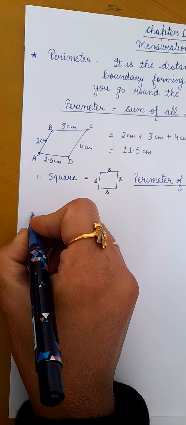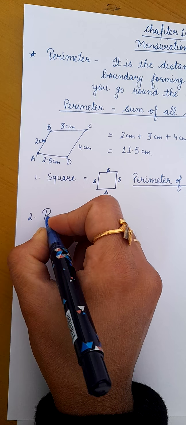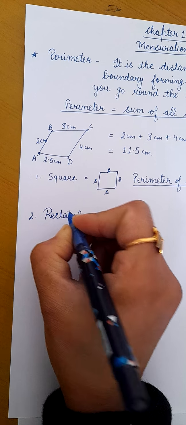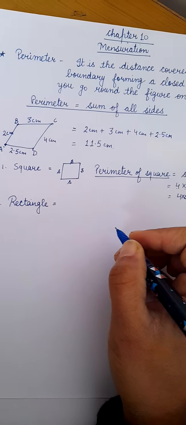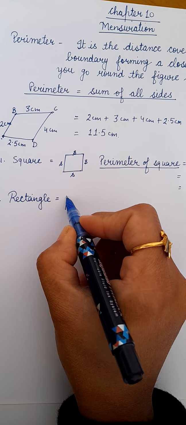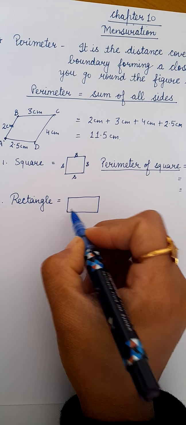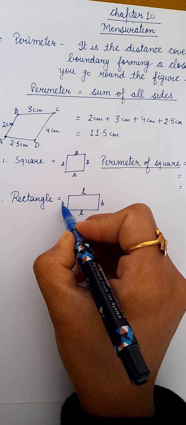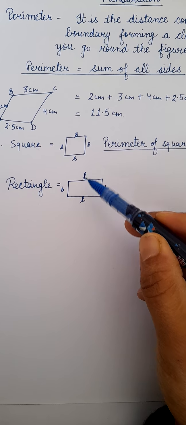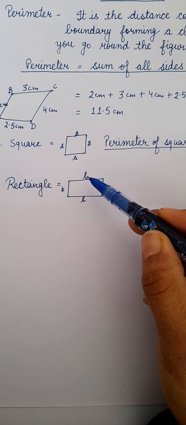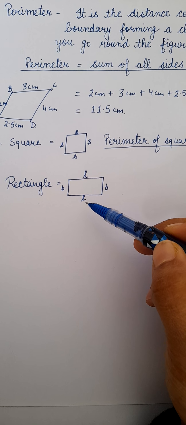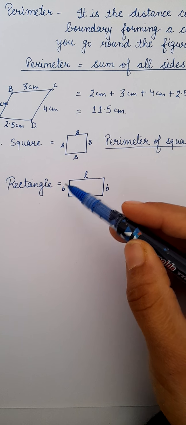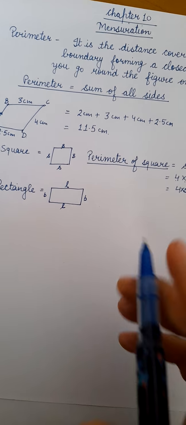In the same way, you can find out the perimeter of a rectangle. As we are using the formula sum of all sides, firstly we should learn what a rectangle is, which has two opposite sides equal. One side I have named L, that is length. So the opposite side will also be length. If it is breadth, then the opposite side is also breadth. So we are representing them as L and B.